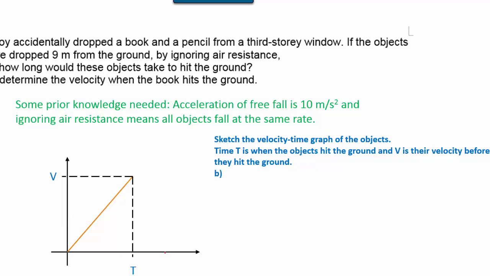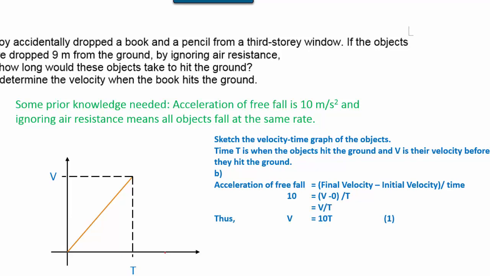Okay, so to solve part A, how long does the object take to hit the ground? What you need to do is, the acceleration of free fall equals final velocity over time, and then just substitute in the value. You get 10 equals v over t, and thus just express v in terms of t, and label this as equation 1.